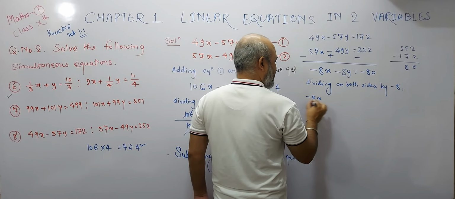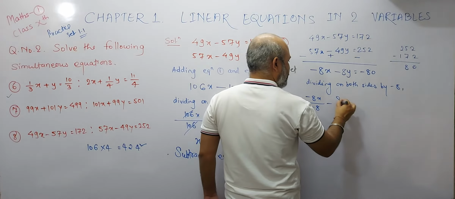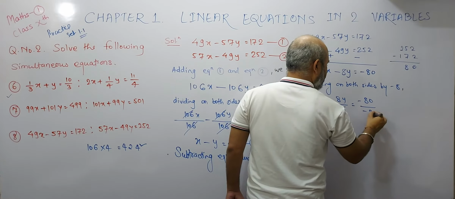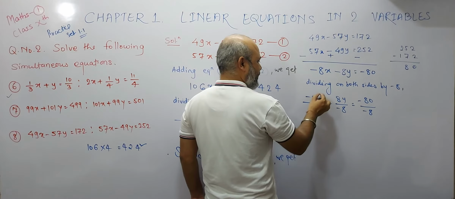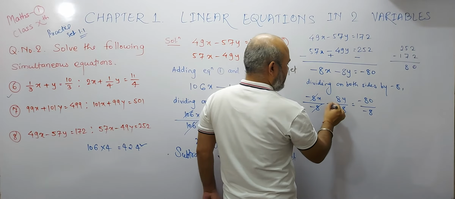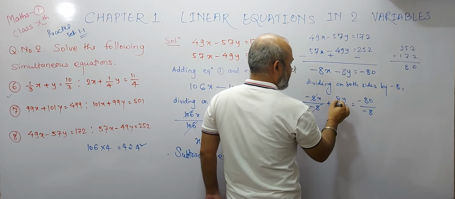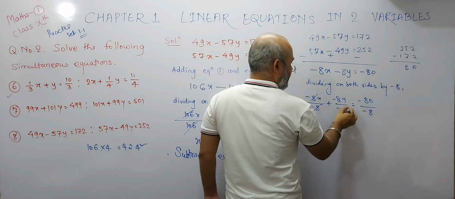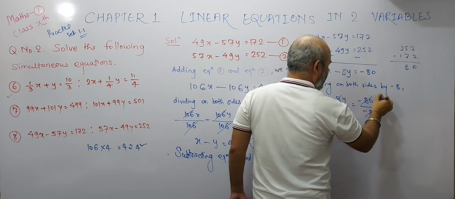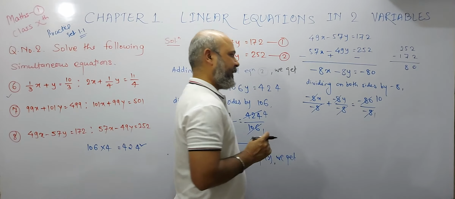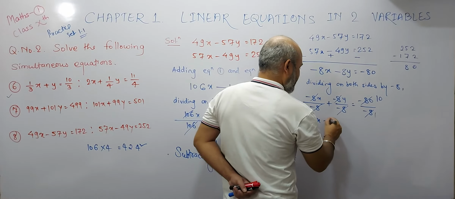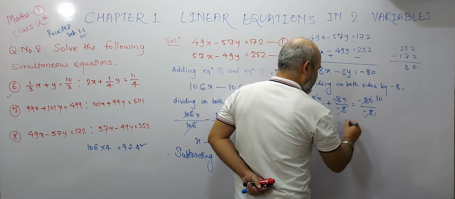So minus 8x upon minus 8, minus 8y upon minus 8, and minus 80 divided by minus 8. So this minus 8 and minus 8 will cancel out. Same here. This is plus, this is minus. So again here minus 8 and minus 8 cancel out. Minus 8 ones are, and minus 8 tens are 80. Okay. So what you will get here is x plus y is equal to 10.